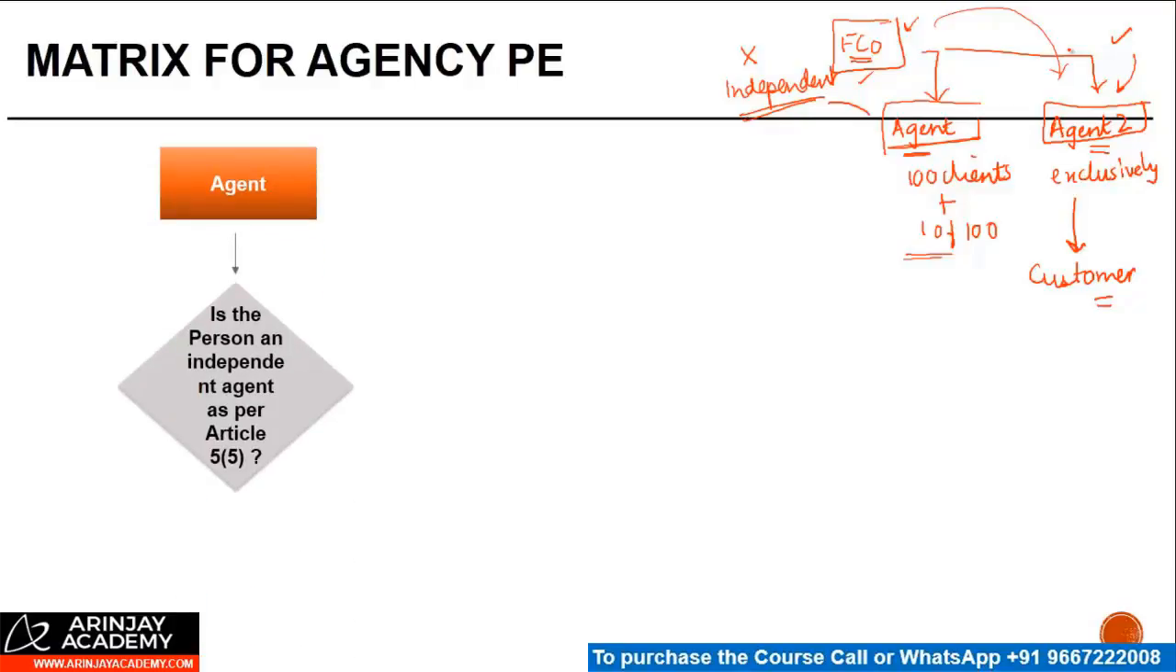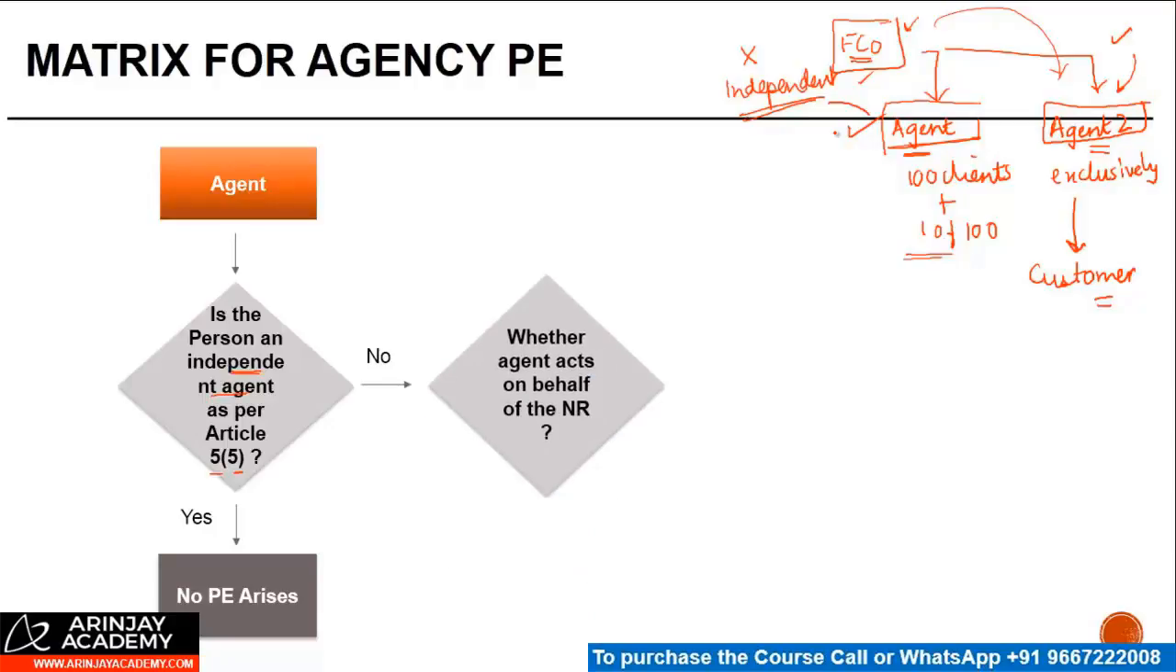An agent, if there is one, you first need to ask yourself, is he an independent agent as per Article 5, Paragraph 5? Right? We'll see what these conditions are. But if he is an independent agent, there is no PE, like I told you here. But if he is not covered by Paragraph 5, that does not mean that he automatically becomes a PE. Right? The second thing you need to check is whether he is acting on behalf of the non-resident. What this means is that when this agent is operating, is he operating on behalf of the non-resident or is he acting with him on a principal to principal basis?